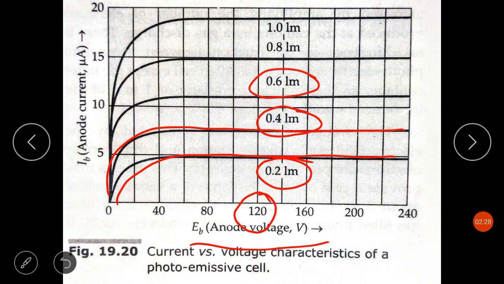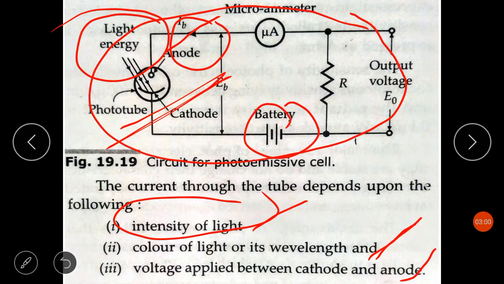Now if I make the anode voltage constant, we know the wavelength of the light is already constant, and suppose this is the value I am going to take. You can see that for different luminous flux or different luminous intensities, the photoelectric current I am getting is different. So this anode current, or photoelectric current, is completely dependent on the luminous flux or luminous intensity when we make the voltage and the radiation of light constant.